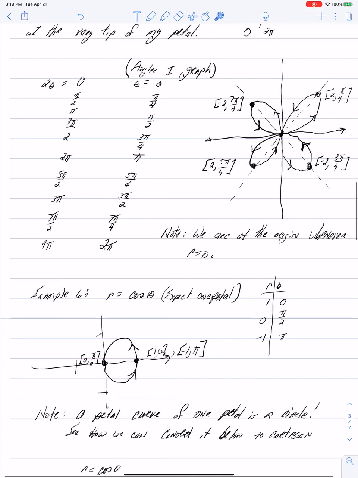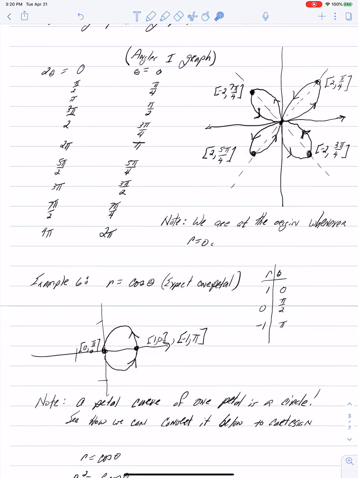Let's look at another example of a petal curve. r equals cosine theta. Now n has a value of 1, which means n is odd. And if n is odd, remember, I just get n petals. So I expect 1 petal. So what does a curve look like with just 1 petal? The answer is it's a circle.